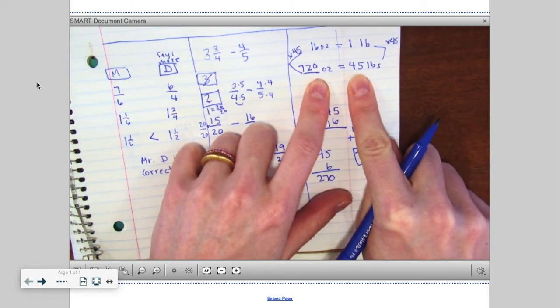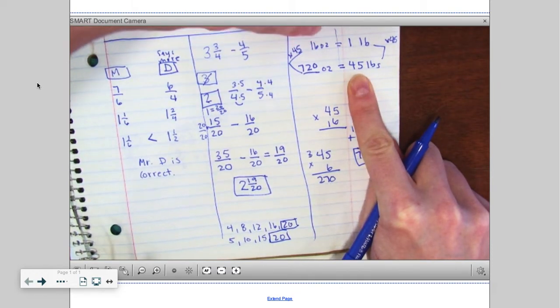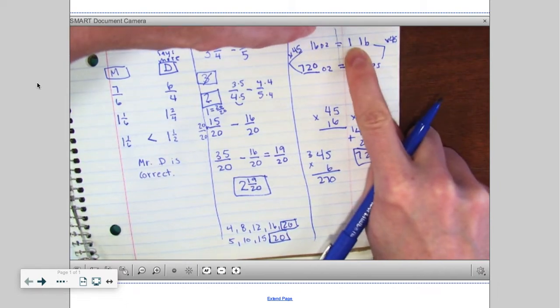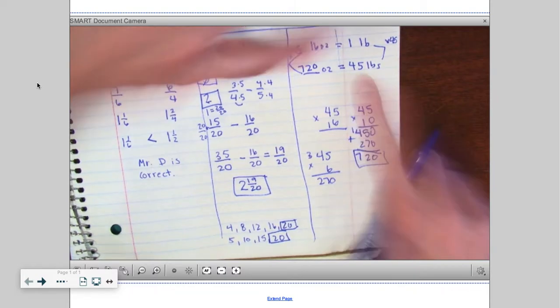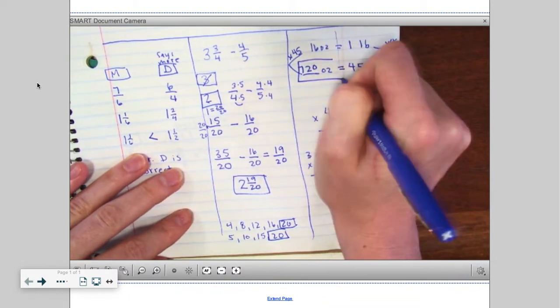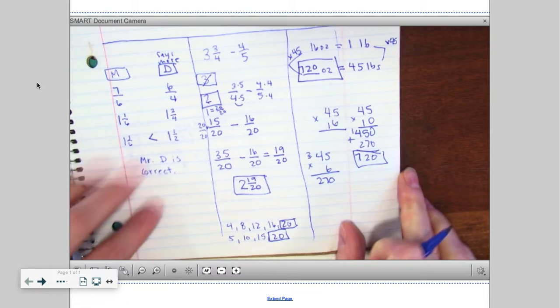And that answer makes sense because over here, it takes me more ounces to get to 1 pound. So I'm going to have more ounces than I would pounds. So I can put a square around that so it's very clear to see that this is my answer.